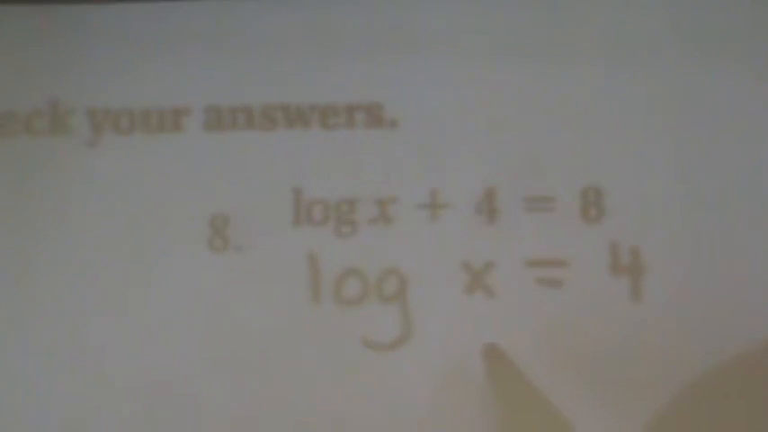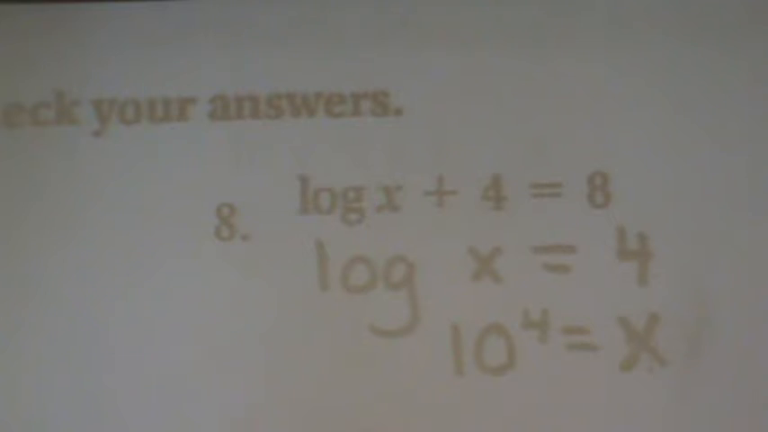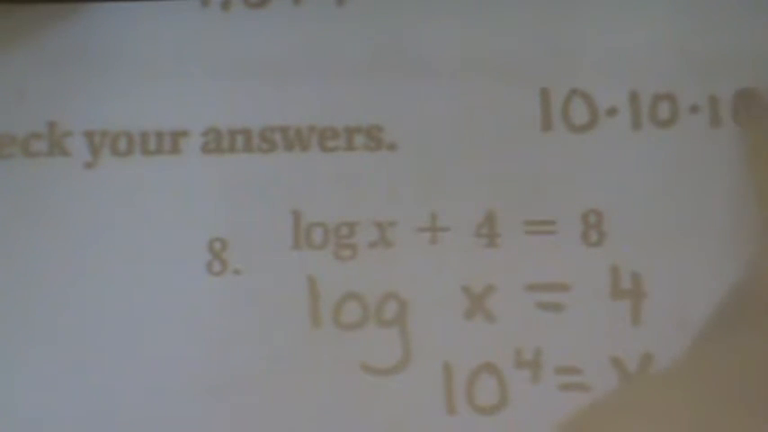What's the base? 10. 10 to the 4th power is x. Now, do you know what 10 to the 4th power is without using a calculator? 10,000. It's a 1 with 4 zeros. A lot of people will put a 10 with 4 zeros. It's a 1 with 4 zeros. So think of it as 10 times 10 times 10 times 10, 4 tens, it's about 10,000. Okay?